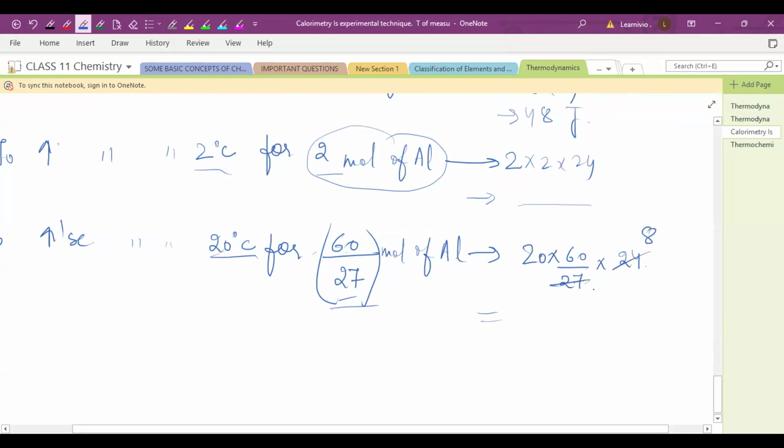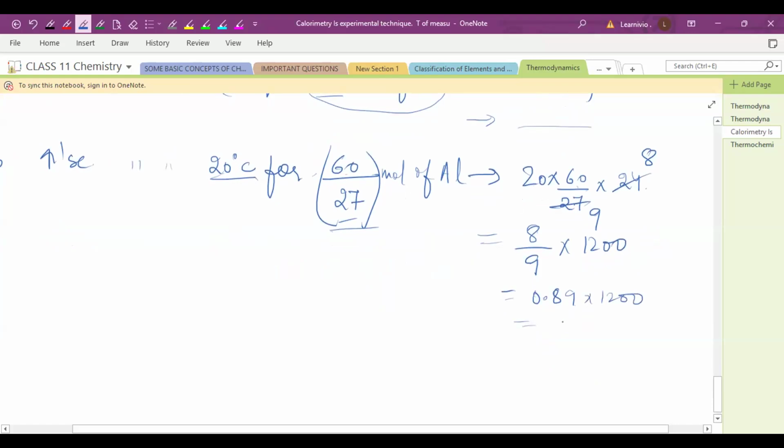Three nines are 27, three nines are 27. So 8 upon 9, multiplied by 6 twos are 12, so 1200. Now 8 upon 9, 8 divided by 9, gives something like 0.89 multiplied by 1200. When you multiply this, you will get 106.8 hundred joules. Okay, now just convert this into kilojoules. So you will get 106.8 kilojoules. That's the final answer, 106.8 kilojoules.